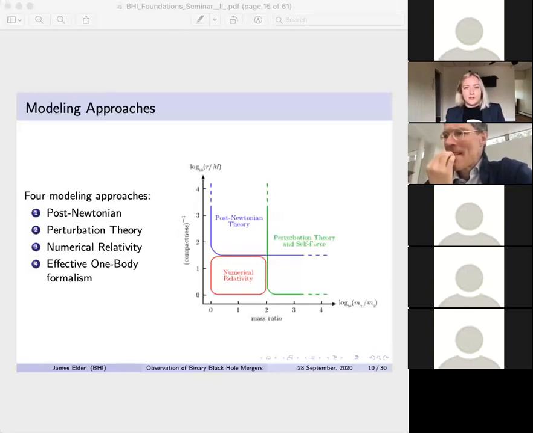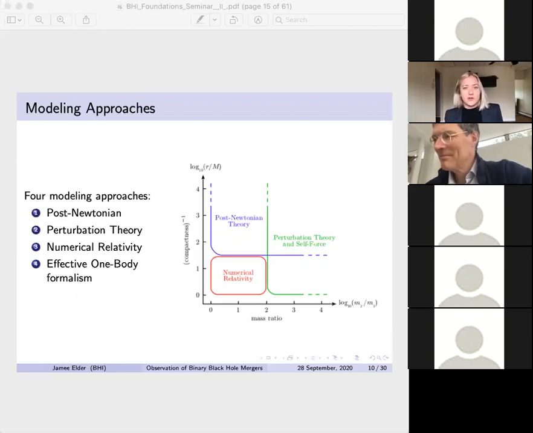So I've just told you that gravitational wave detection, as well as binary black hole merger observation, involves using models or templates. So I need to tell you a little bit what those models are, what modeling approaches are used. So here I've listed the 4 main modeling approaches that are relevant here. So I'll just go through them relatively quickly and also mention their domain of applicability.